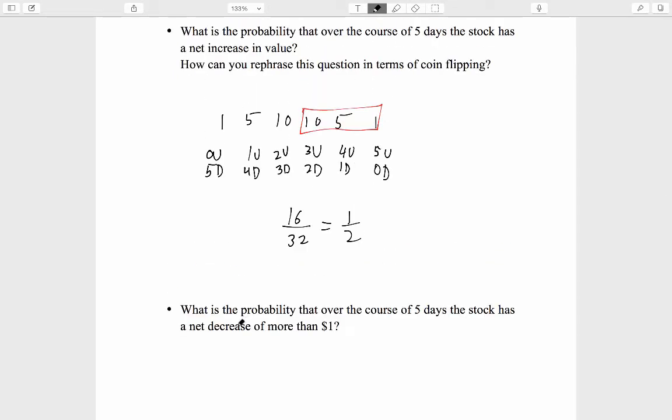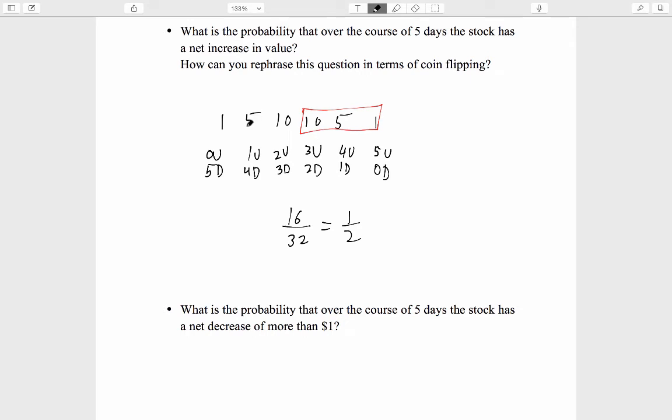In the next problem, we're asked for the probability that over the course of 5 days, the stock has a net decrease of more than $1. When there are 2 ups and 3 downs in whatever order, there is a net decrease of $1, exactly $1. So these 10 outcomes do not contribute to our event here that the net decrease is more than $1. This is a net decrease of only $1. These are net increases, so they don't contribute either.